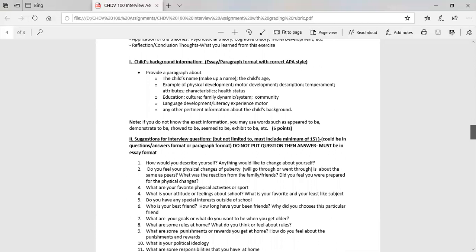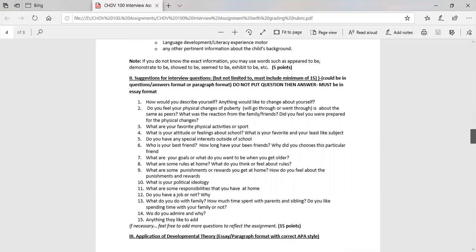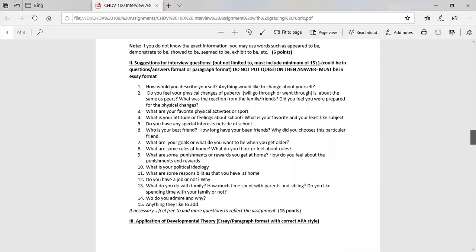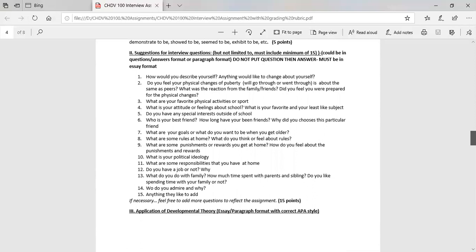Now, then you're going to go back down. Here are the questions. So there's 15. You need to use these 15. You can add more if you want, but you need to use these 15. So once again, I'm not going to sit here and say question and answer. It needs to be an essay format. So something you can say, who is your best friend? I'm not going to say number 6, who's your best friend, and then put Johnny.